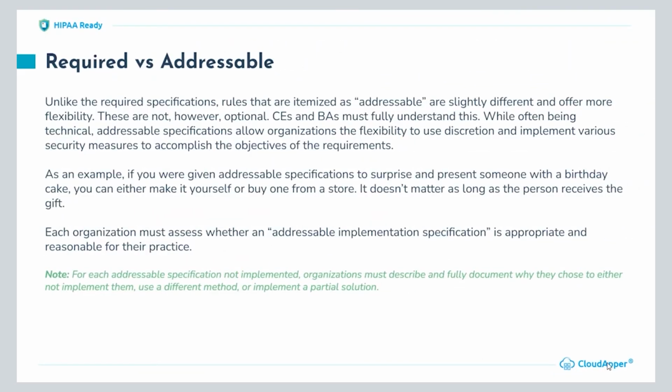Required versus addressable. Unlike the required specifications, rules that are itemized as addressable are slightly different and offer more flexibility. These are not, however, optional. The covered entities and business associates must fully understand this. While often being technical, addressable specifications allow organizations the flexibility to use discretion and implement various security measures to accomplish the objectives of the requirements.